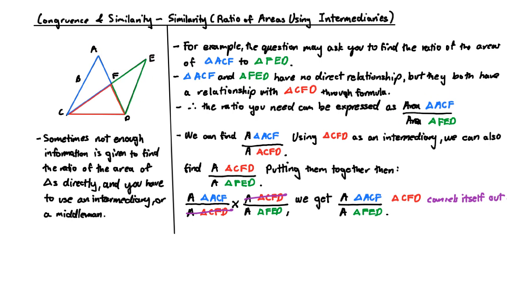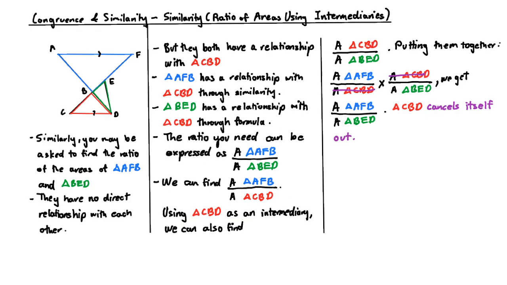Now we can first find the area of ACF over the area of CFD, like that. And using CFD as an intermediary, we can also find the area of CFD over FED. And when you put these two fractions together, you actually cancel both of them out, and therefore what's left is what you want to find, because CFD cancels itself out.